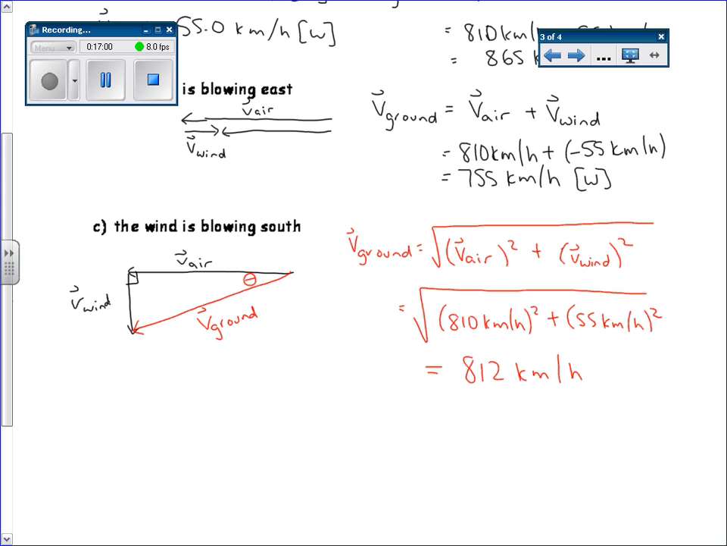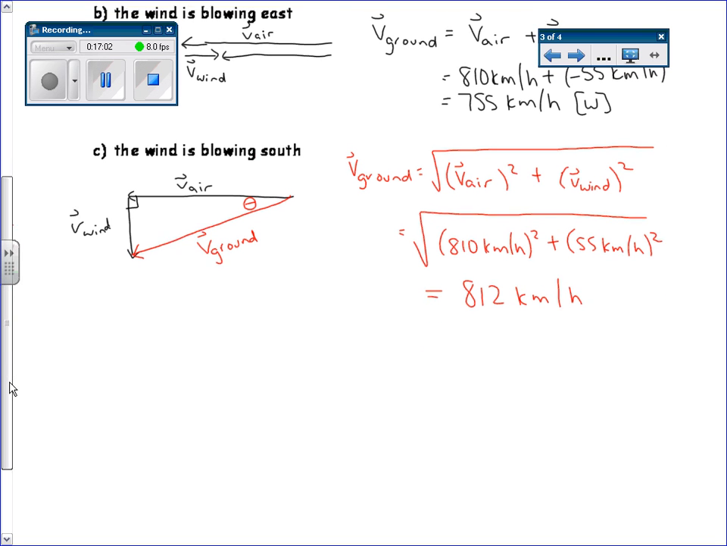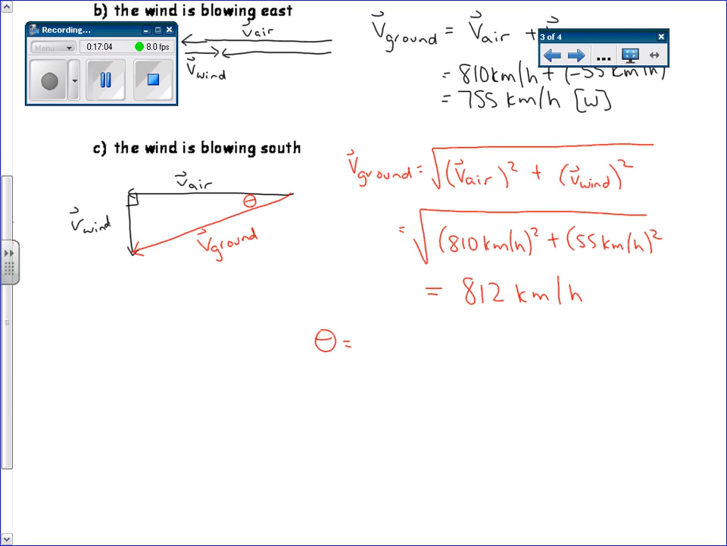And then we also have to find the angle, because it's a vector, and we always have to find angles. So when we have a right triangle, or we have to find a direction with a vector, it's inverse tan of the velocity of the wind, which is 55 kilometers per hour south, over the velocity in air, which is 810 kilometers per hour west, right, opposite over adjacent. And that's going to give us 3.9 degrees south of west.